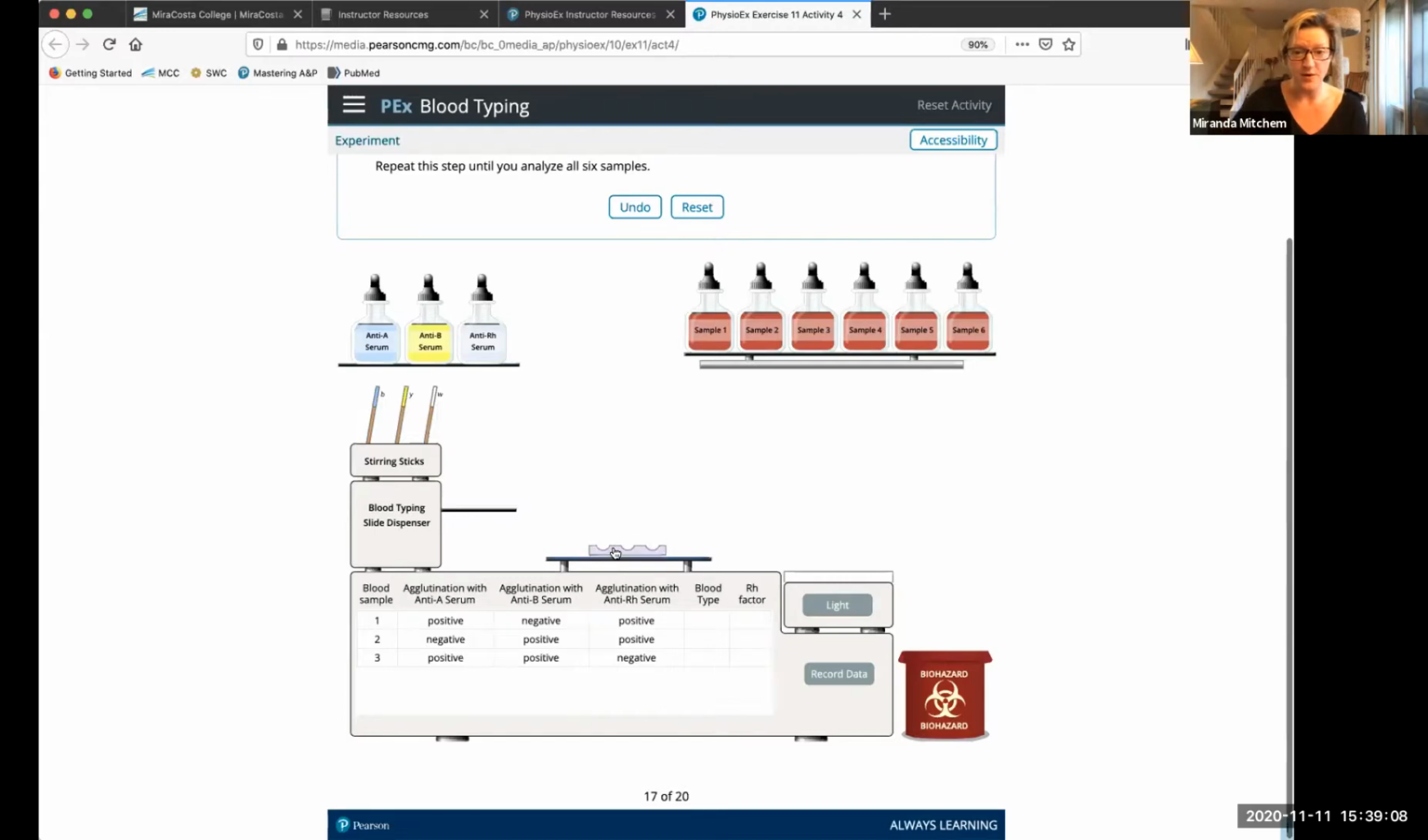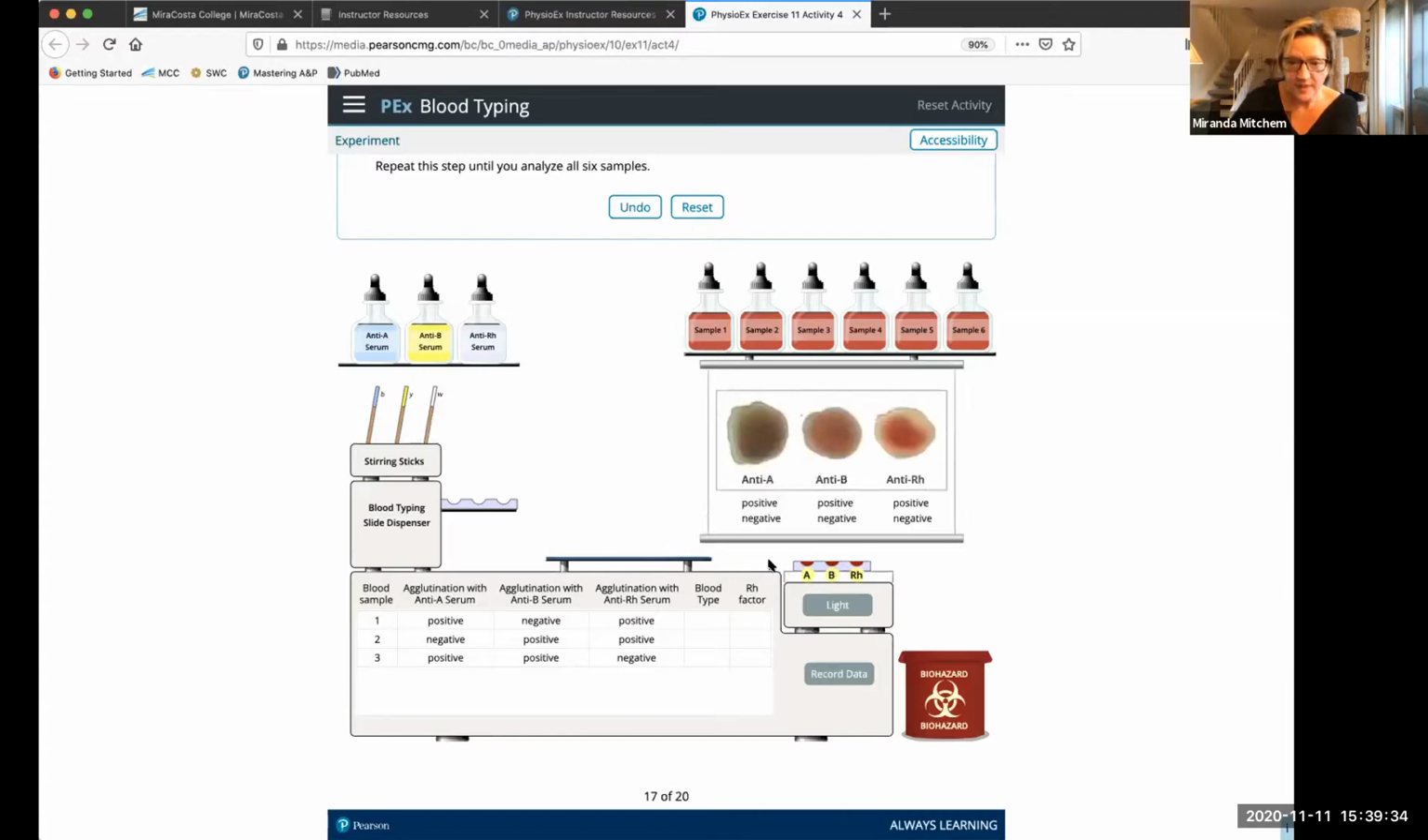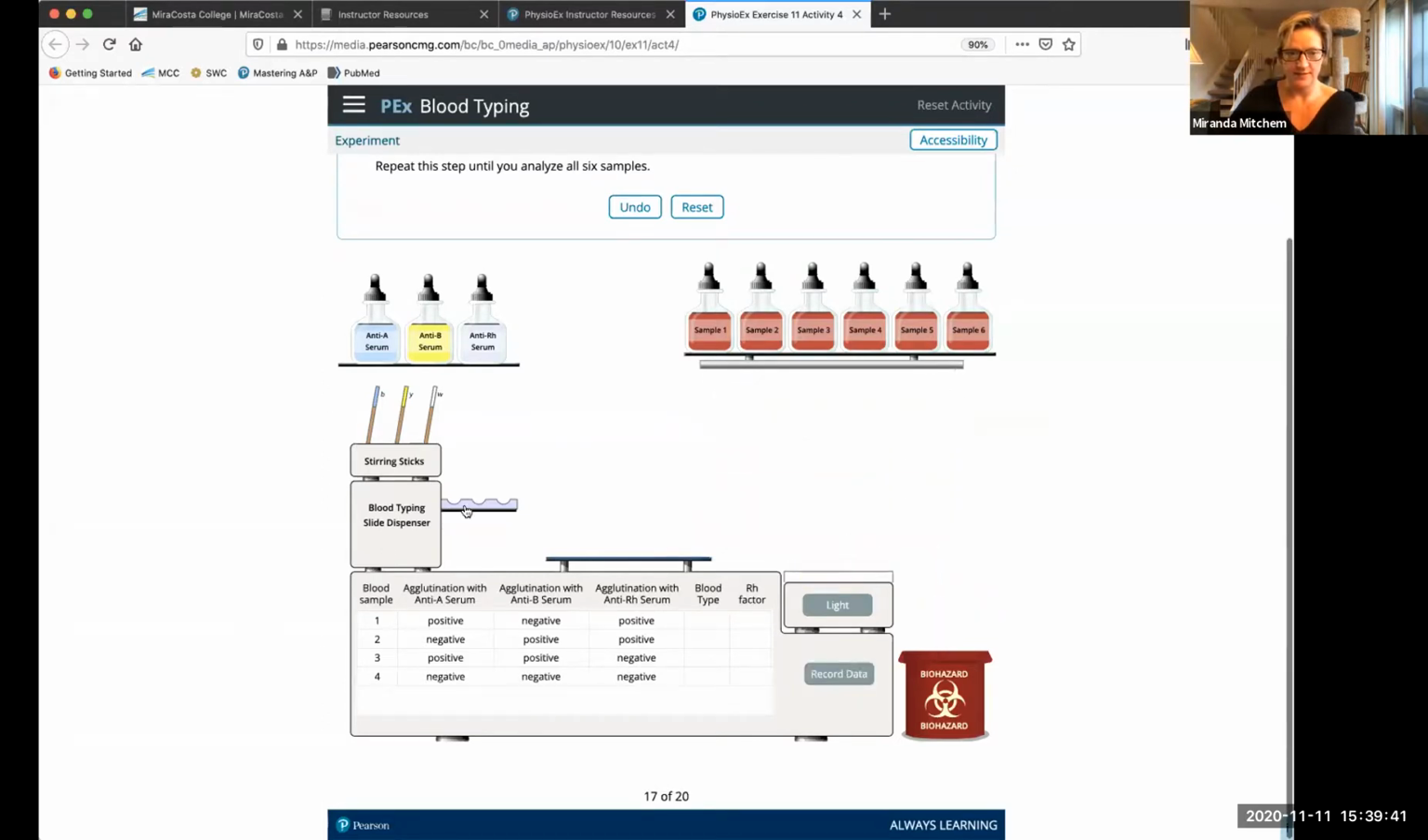Okay, sample 4. If we were meeting in lab, we would also be doing the BioPak measurements on your own self. So you'd have quite a bit of data at the end of the semester. Okay, these are all negative. Let's get sample 5.